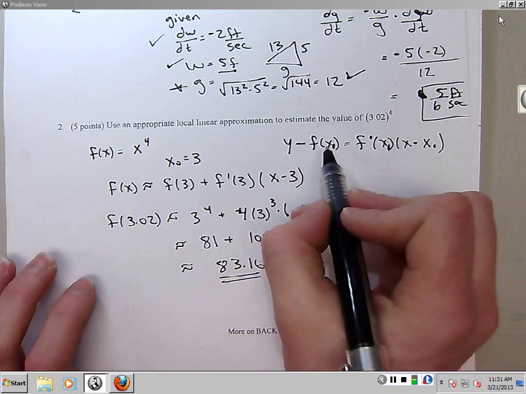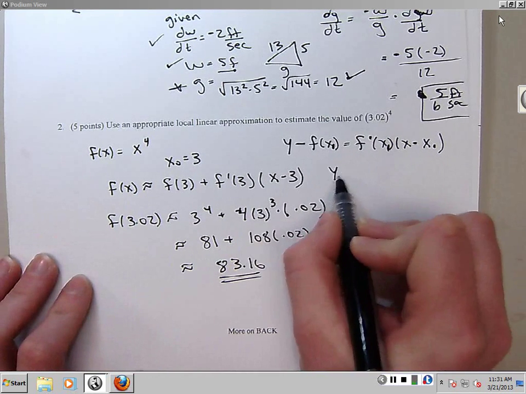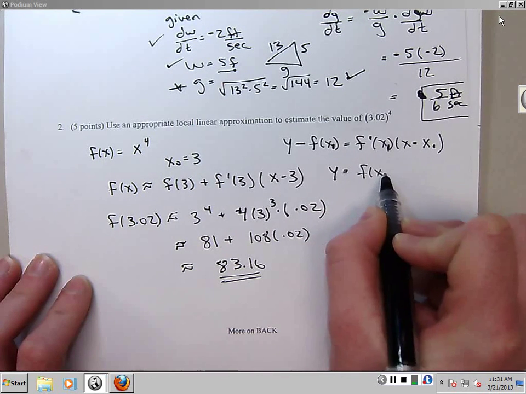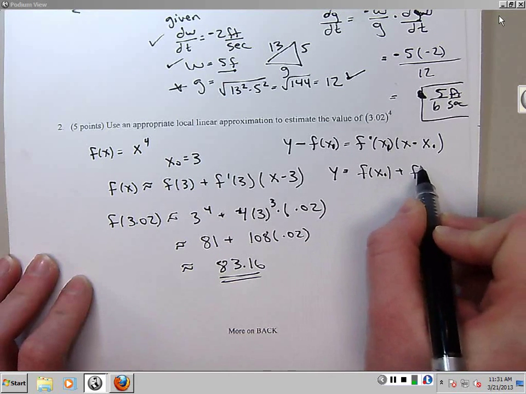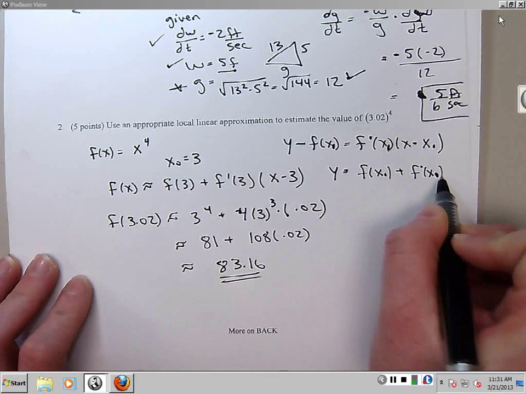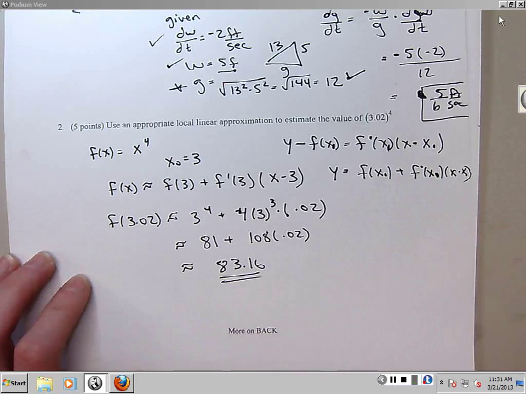But they just added this to the other side and solved for y, right? Sure. f of x1 plus the derivative at x1 times x minus x1. So it's the exact same thing.